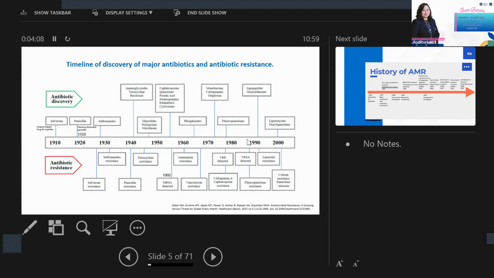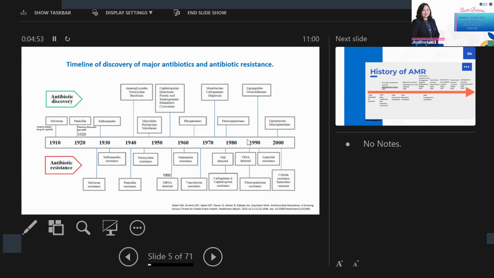And below here, you can see when we found the microbes start to get resistant to the drug. You can calculate how many years it takes for them to mutate and get resistant. Actually, it's very fast, compared to when we first discovered penicillin, I think 1920 something. After that, Alexander Fleming's students purified penicillin, and we used it around 1940.